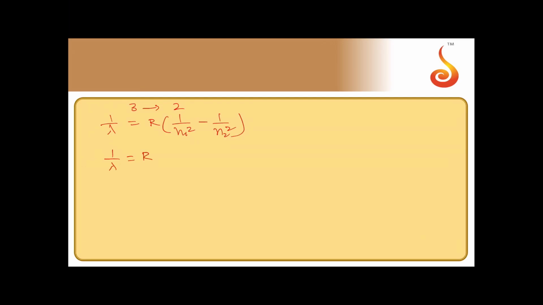So 1 by lambda is equal to R into 1 by 4 minus 1 by 9. 1 by lambda is equal to R into, 36 will be LCM, so this will become 9 minus 4, 5 over 36. So lambda is equal to 36 by 5R. That is option A.